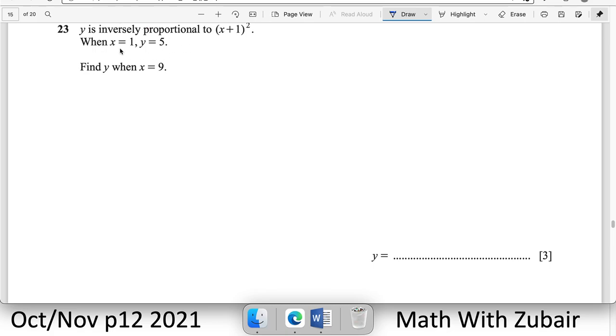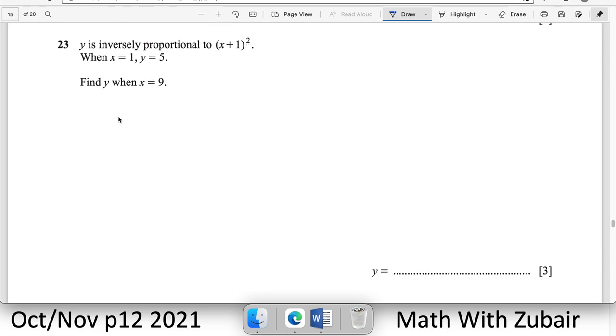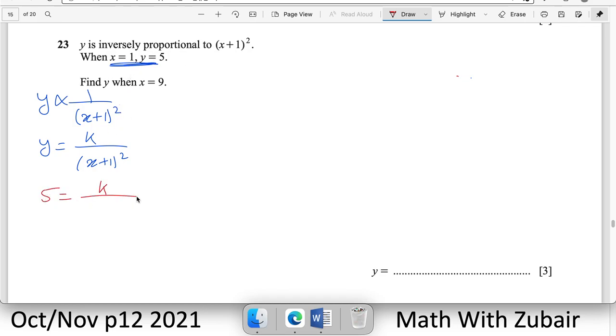Question 23, from variation, y is inversely proportional to this. If it is inversely proportional, you write it in the denominator. Second step, k by x plus 1 whole squared. The first set of values are given, 1 and 5. So if we choose this, y is 5 and x is 1. 1 plus 1 is 2, 2 squared is 4. So k over 4 times 5, k equals 20.